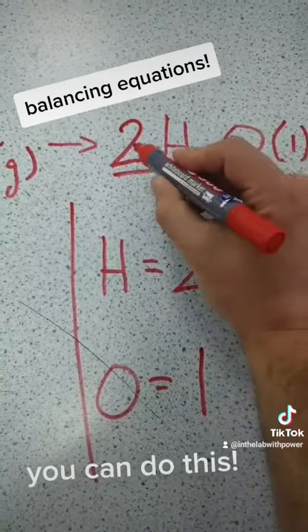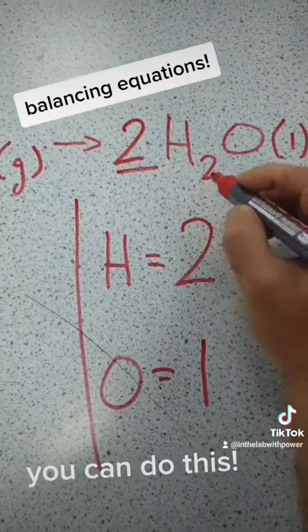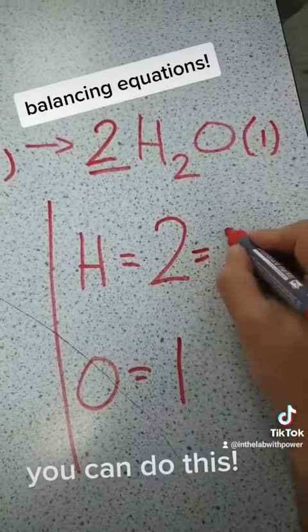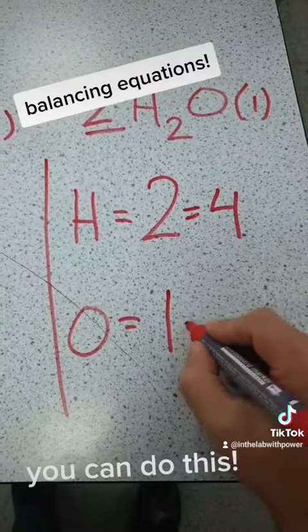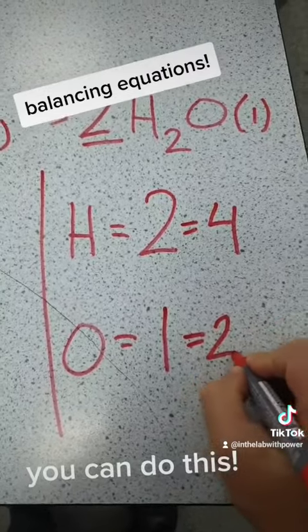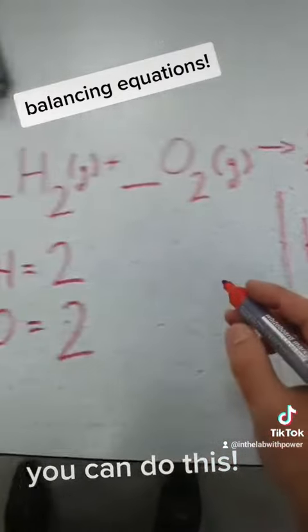But now this also works with the hydrogen. So there's 2 of 2 hydrogens, which means that now there's a total of 4 hydrogens. And over here, this now becomes a 2. So now our oxygens are balanced. But now we have the problem of the hydrogens.